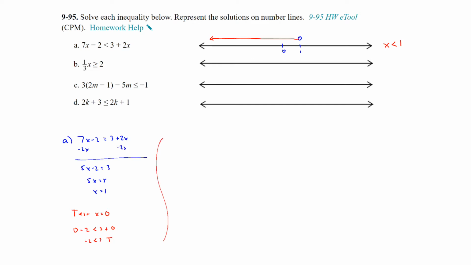All right, on to B. We have 1/3 x, and I'm going to once again change it to an equal sign so we can find the boundary point, is equal to 2. Multiply both sides by 3 to get rid of the fraction 1/3, and x is equal to 6.